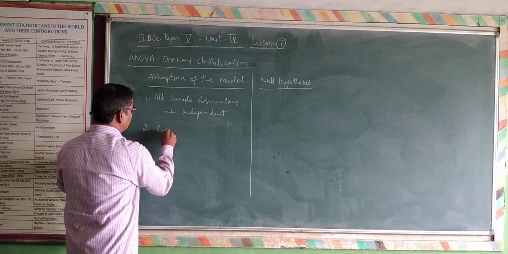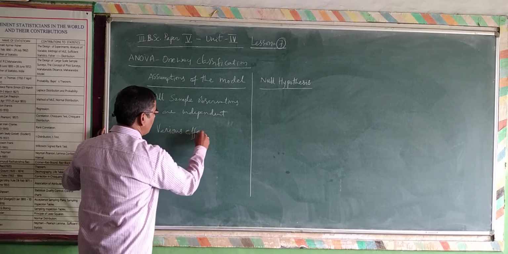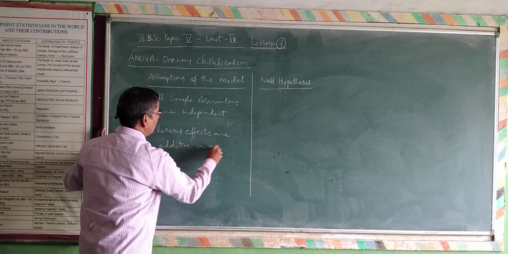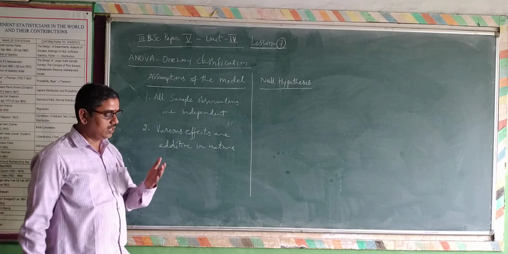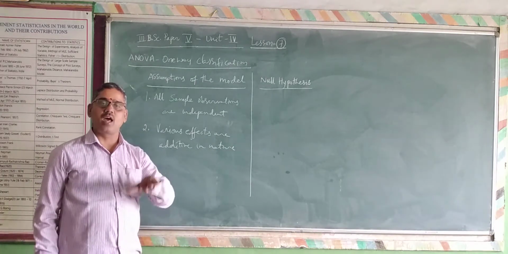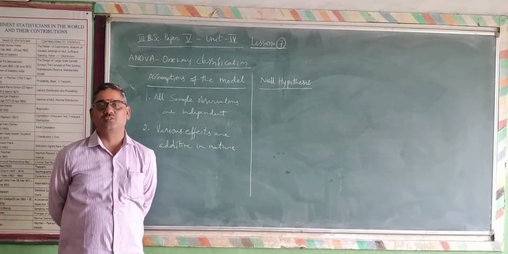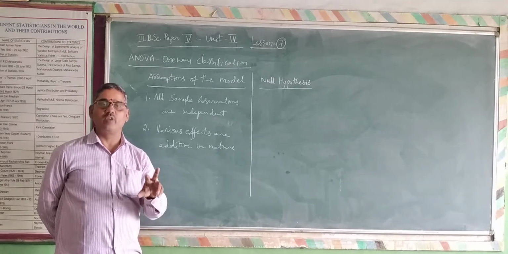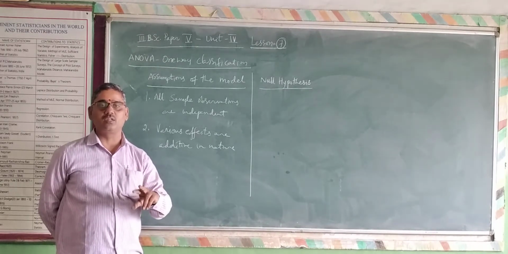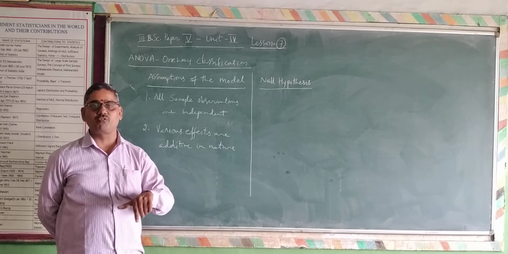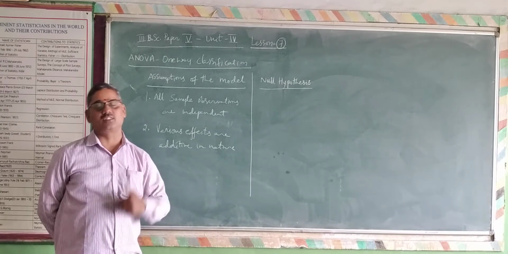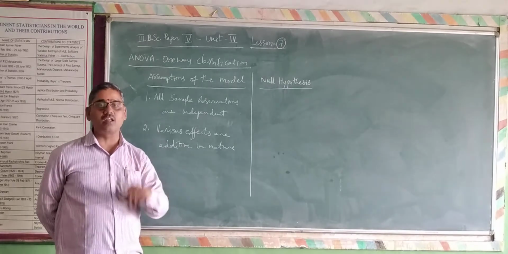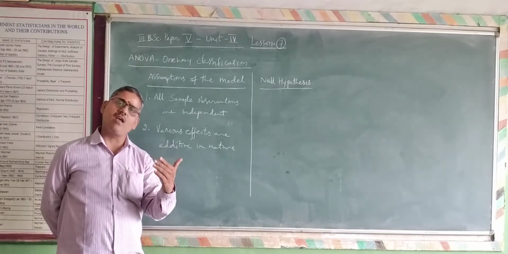Second assumption: various effects are additive in nature. Which means the effects due to the treatments and the effect due to the error, if you add, you will get the total variation. Total variation is obtained by simply adding the variations due to the two factors. One factor is treatment, another source of variation is the uncontrolled factor, chance or error. So variation due to the treatments and variation due to the error, if you add, you will get the total variation.